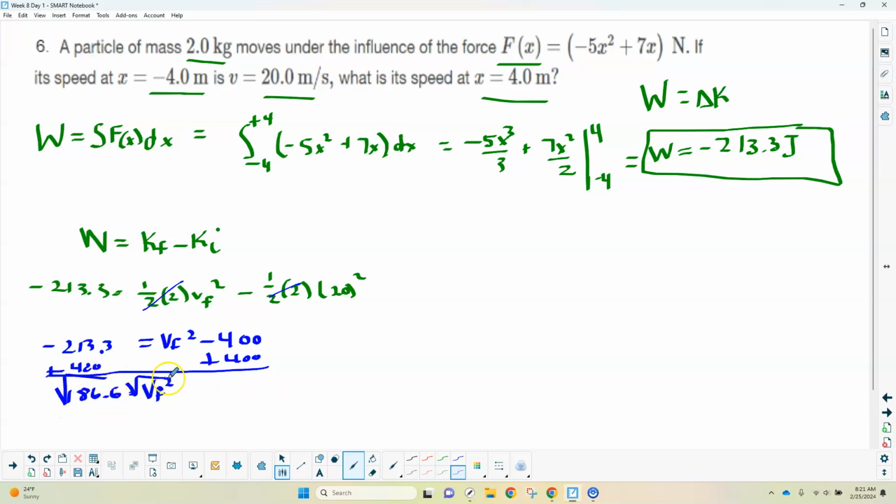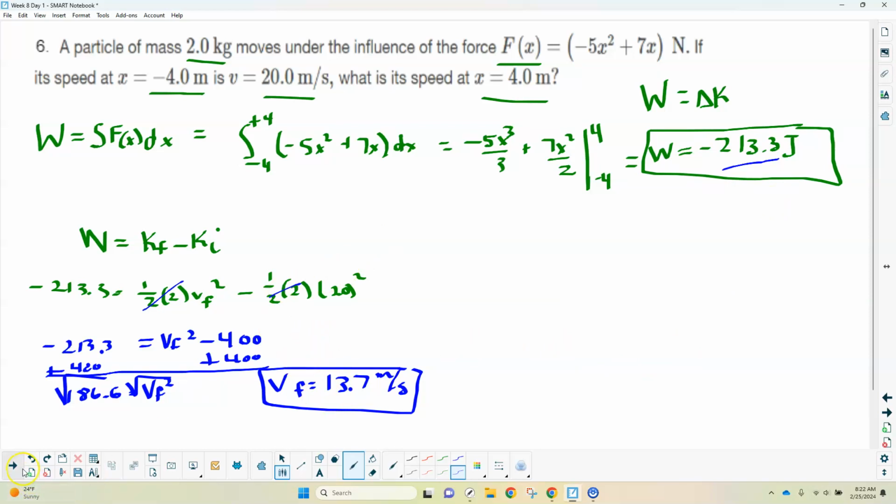You take a square root of both sides, and you get the final velocity to be 13.7, and that would be meters per second. So that is the new speed. Let's just make sure this makes sense. The work done is negative work, so it's taking energy away from the particle. So the particle should be slowing down. So it goes from 20 to 13. So yeah, that seems to check out.